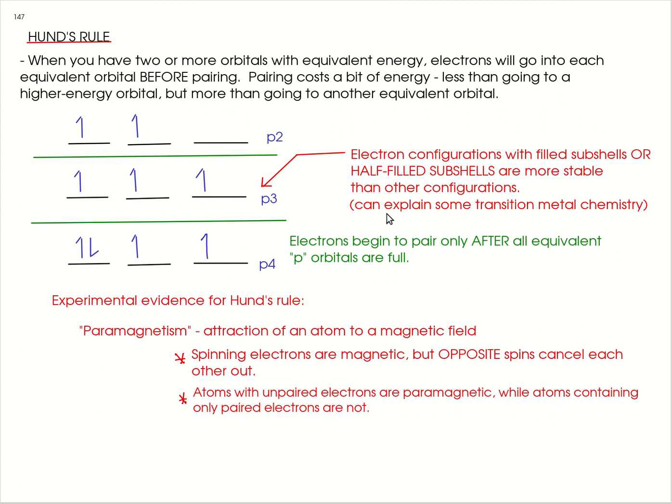Now, talking about filling up one of these diagrams. I mentioned something before called Hund's rule. Hund's rule basically says that when you have two or more orbitals with the same energy, electrons will go into each equivalent orbital before pairing. So in other words, if you have a p subshell that has 3 orbitals in it, and you've got 2 electrons that need to go in there, the first electron will go in one of the orbitals, the second electron will go in a different one. Because they're all the same energy, they would rather take separate orbitals than pair.